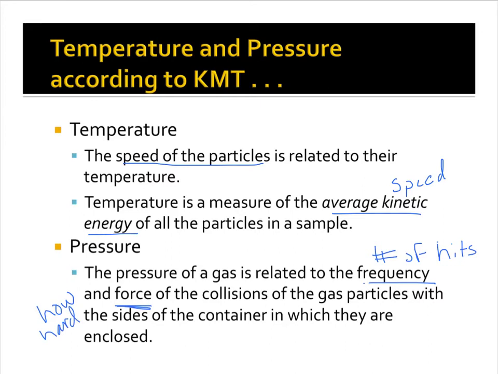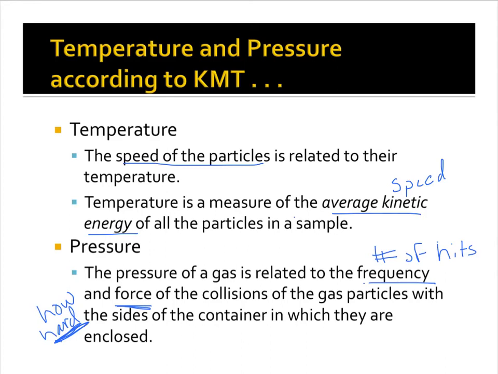Let's look back at temperature. So if we speed up the particles, what is going to happen to the pressure? Well, if we make them go faster, they are going to hit harder, and we will see that the pressure will go up. If we make them slower, so we lower the temperature, they will hit less or not as hard, and we will see a reduced pressure. So that's how temperature and pressure are related.